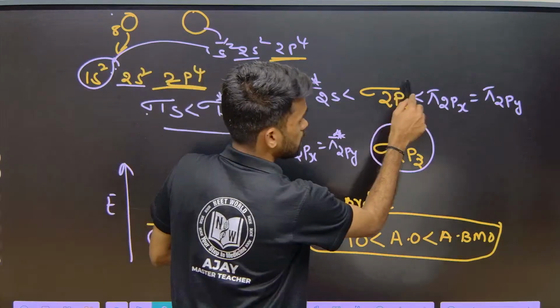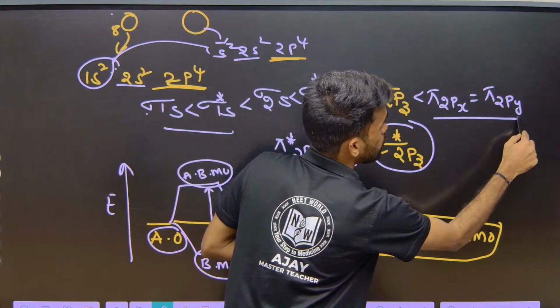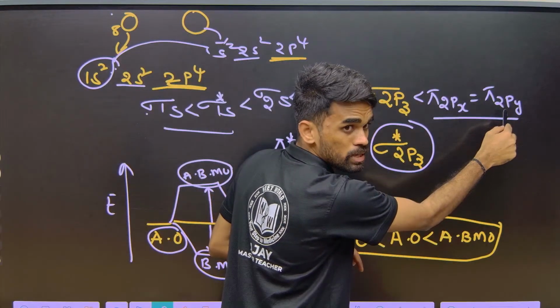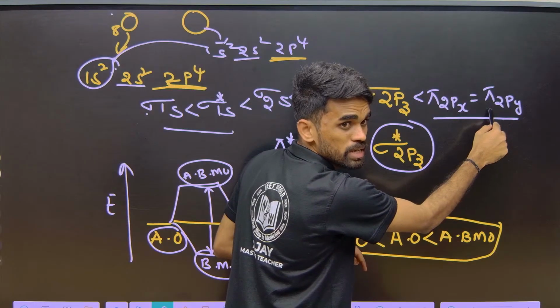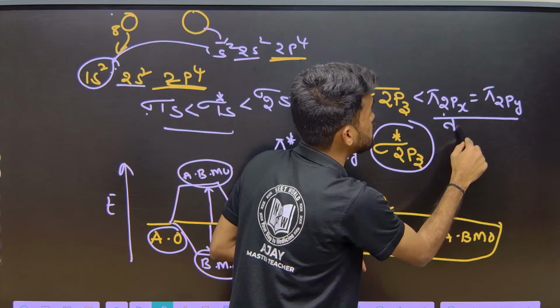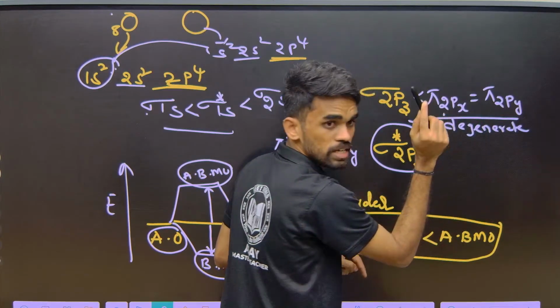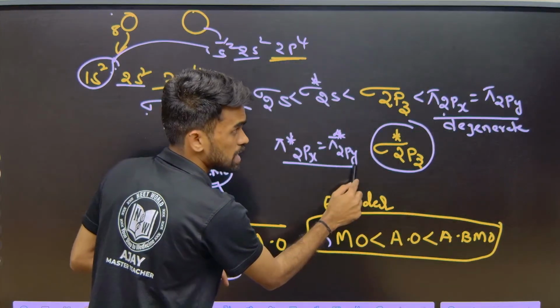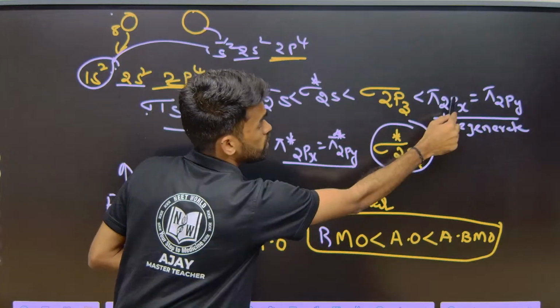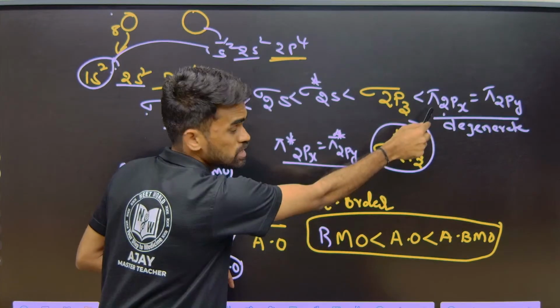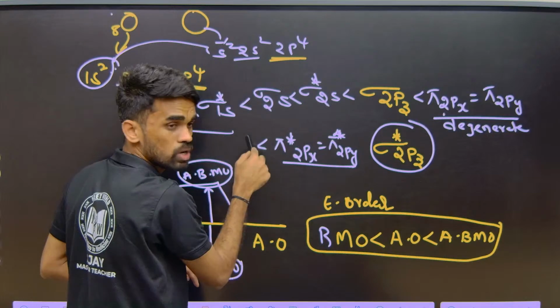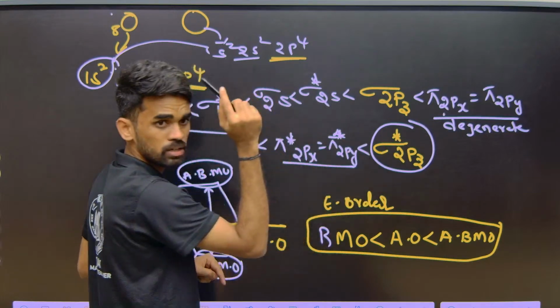Now these have equal energies, which means you should call them degenerate states. What is that? Degenerate states. After that, this pair is also degenerate. Out of these two, which is lower in energy? Bonding is always lower than anti-bonding, so like this, and with respect to here, like this.